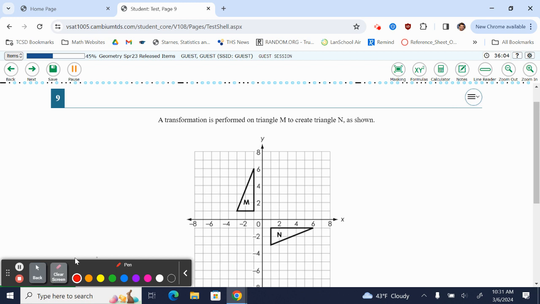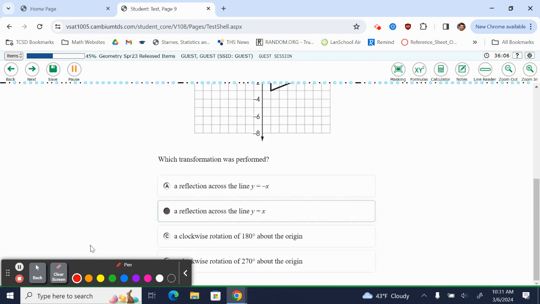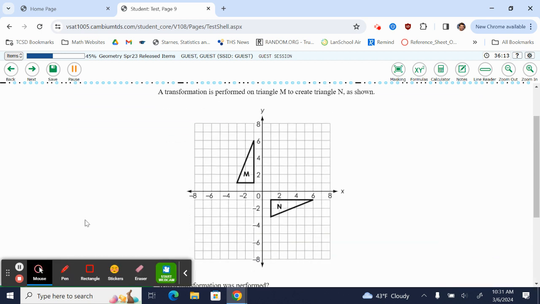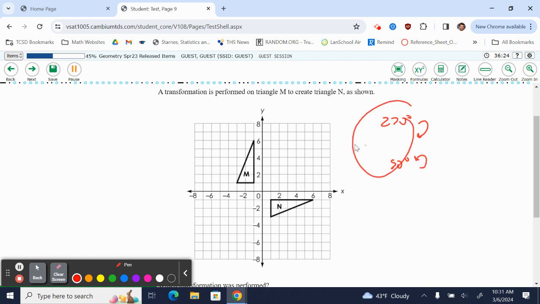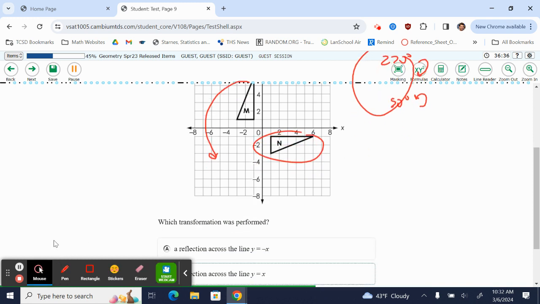All right. And then last but not least, a 270 clockwise rotation. So when we talk about rotations, 270 clockwise is the same thing as 90 counterclockwise. So 270 degrees going clockwise is the same as 90 degrees going counterclockwise, because together they make 360, which is the circle. So if I take this triangle and go 90 degrees counterclockwise, it's going to land in this quadrant here, and that's not right because N is here. So the correct choice is going to be what we decided, choice B.